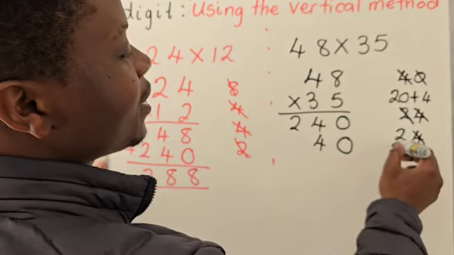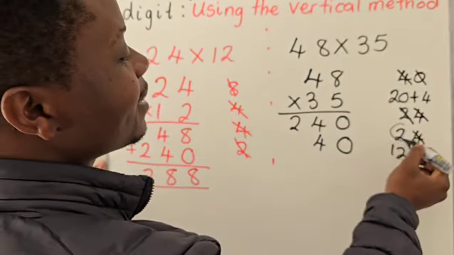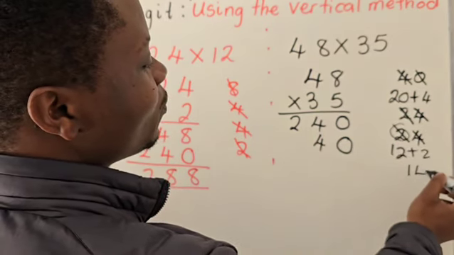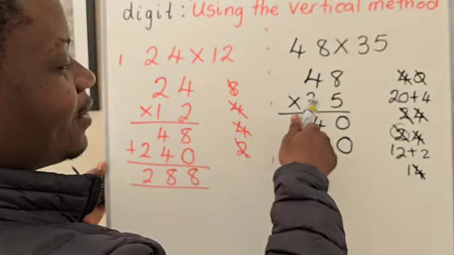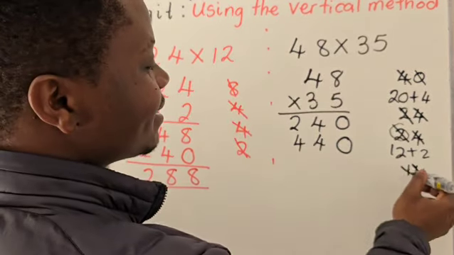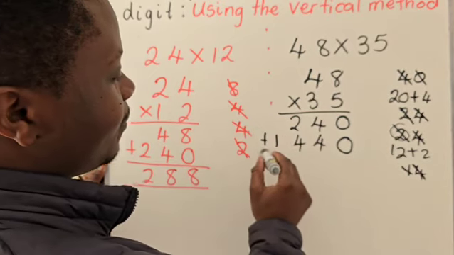3 times 4 is 12. Before you use this 2, check, did you leave something up here? Yes, use the 2, we plus it, and we get 14. I use the 4 and leave the 1. Does 3 have anything to multiply? No. Did we leave something? Yes. Take this one and you write it here, then plus.